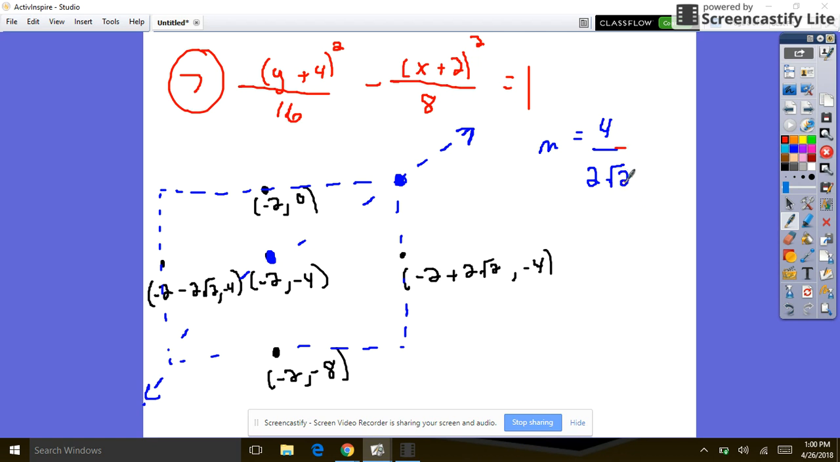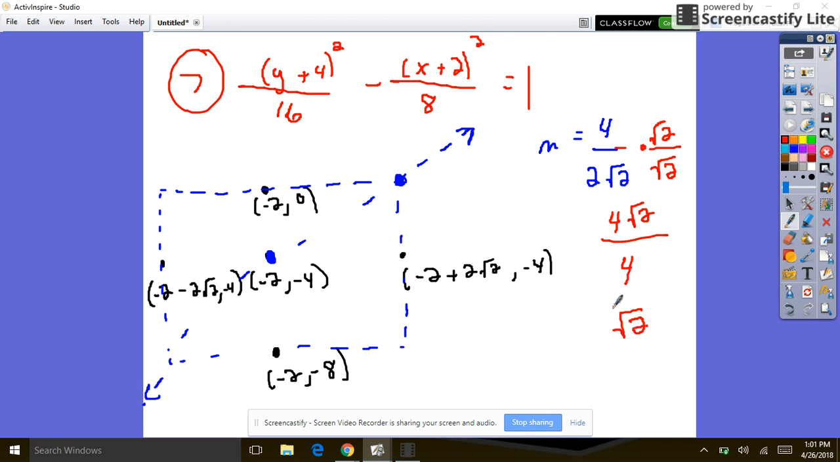And now this we could rationalize. Doesn't matter if it's negative. It's the same thing. And then we'll rationalize. Multiply by square root of 2 over square root of 2, which is 4 square root of 2 over 4. Because square root of 2 times square root of 2 is 2, and 2 times 2 is 4. And then what happens to your 4s? So it's just square root of 2.